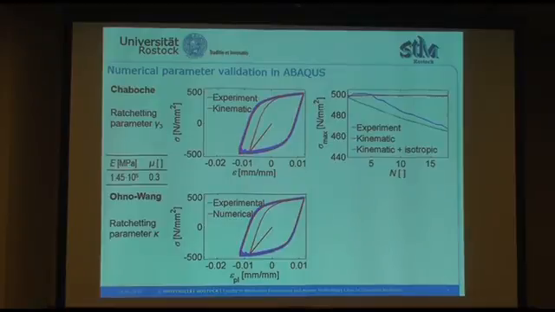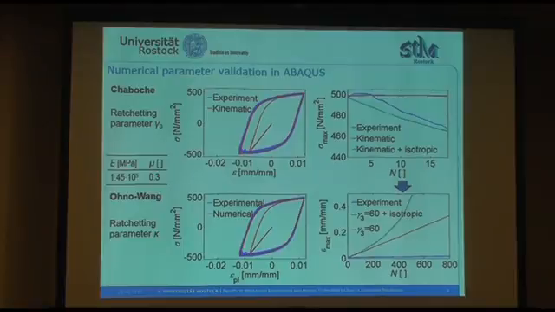And as you can see, the combination of both leads to a better description of the maximum stress over the number of cycles than only using kinematic hardening parameters. There's also an influence of the isotropic parameters on ratcheting behavior. You can see there's a parabolic curve of the strain maximum over the number of cycles, which is opposite to all the other simulations where the curve is nearly linear.